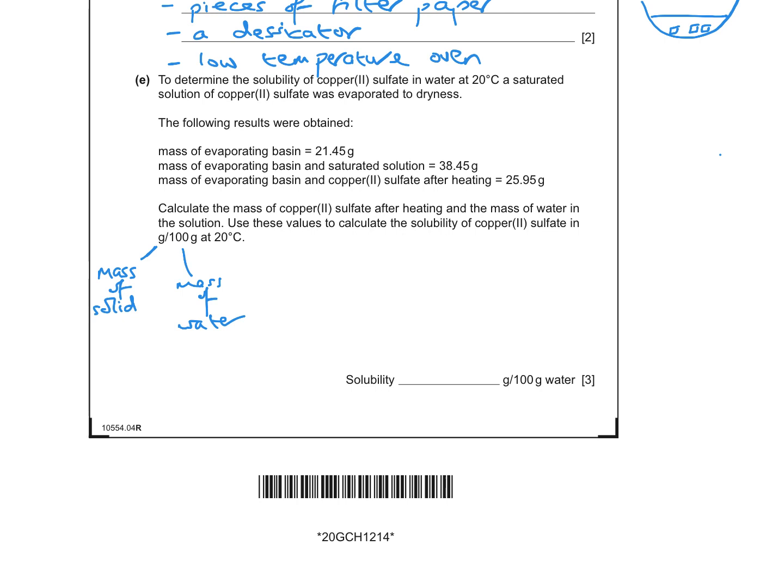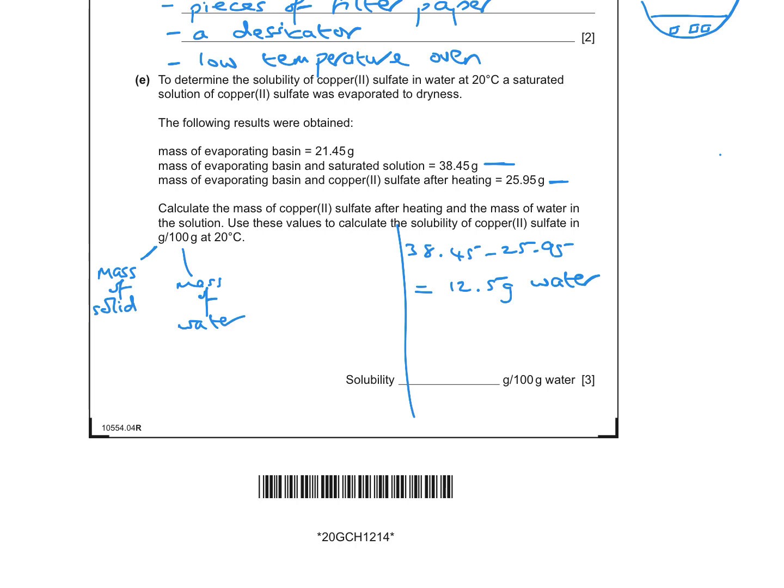So let's see if we can figure out how to work out the mass of the water. Well, the second result here is the evaporating basin plus the saturated solution. And the third one is the basin and the copper 2 sulfate after it has been heated. Well, that difference then must be due to the water. So if I do 38.45 minus the 25.95, that equals 12.5 grams of water.